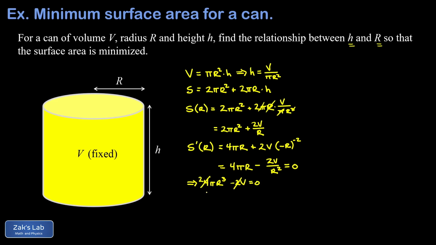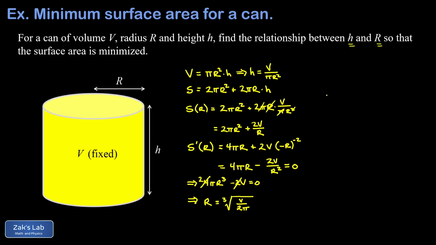And I end up with 2 pi r cubed minus v is equal to 0. So we're going to move the v over to the other side and divide by 2 pi and cube root the result. So again, on the right hand side, we'll have v over 2 pi and then we cube root it. So I end up with the cube root of v divided by 2 pi. So there's the necessary radius of the can that's going to minimize the surface area, and that's written entirely in terms of that constant volume value, v.